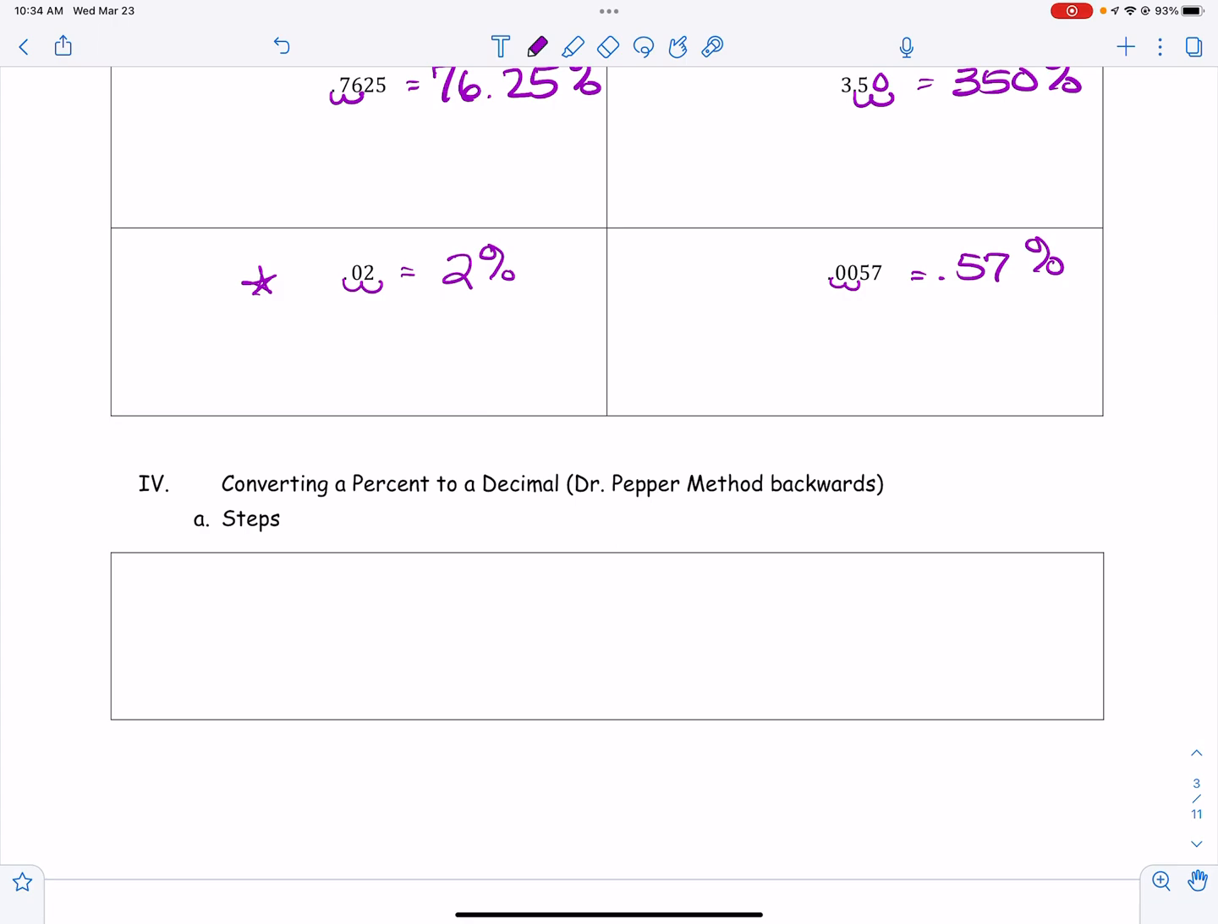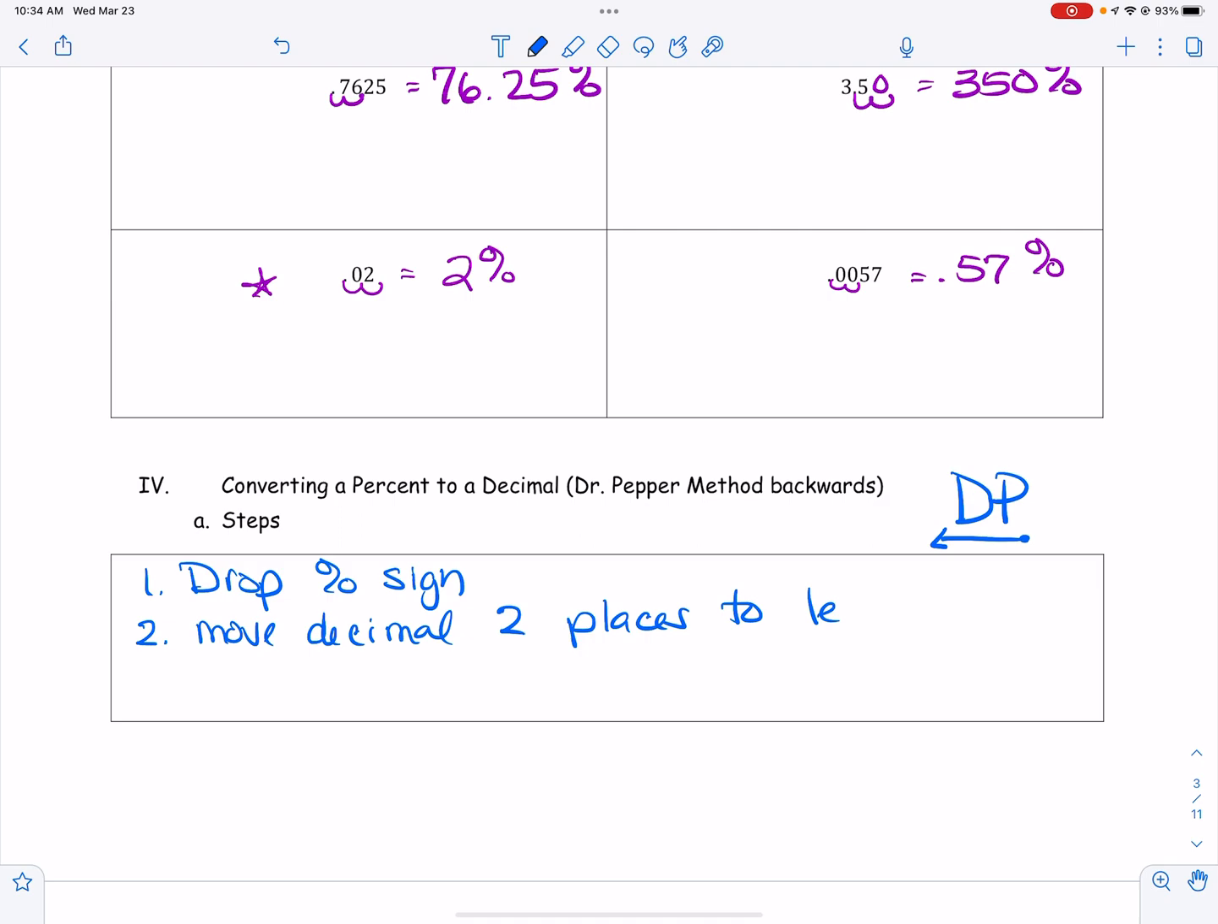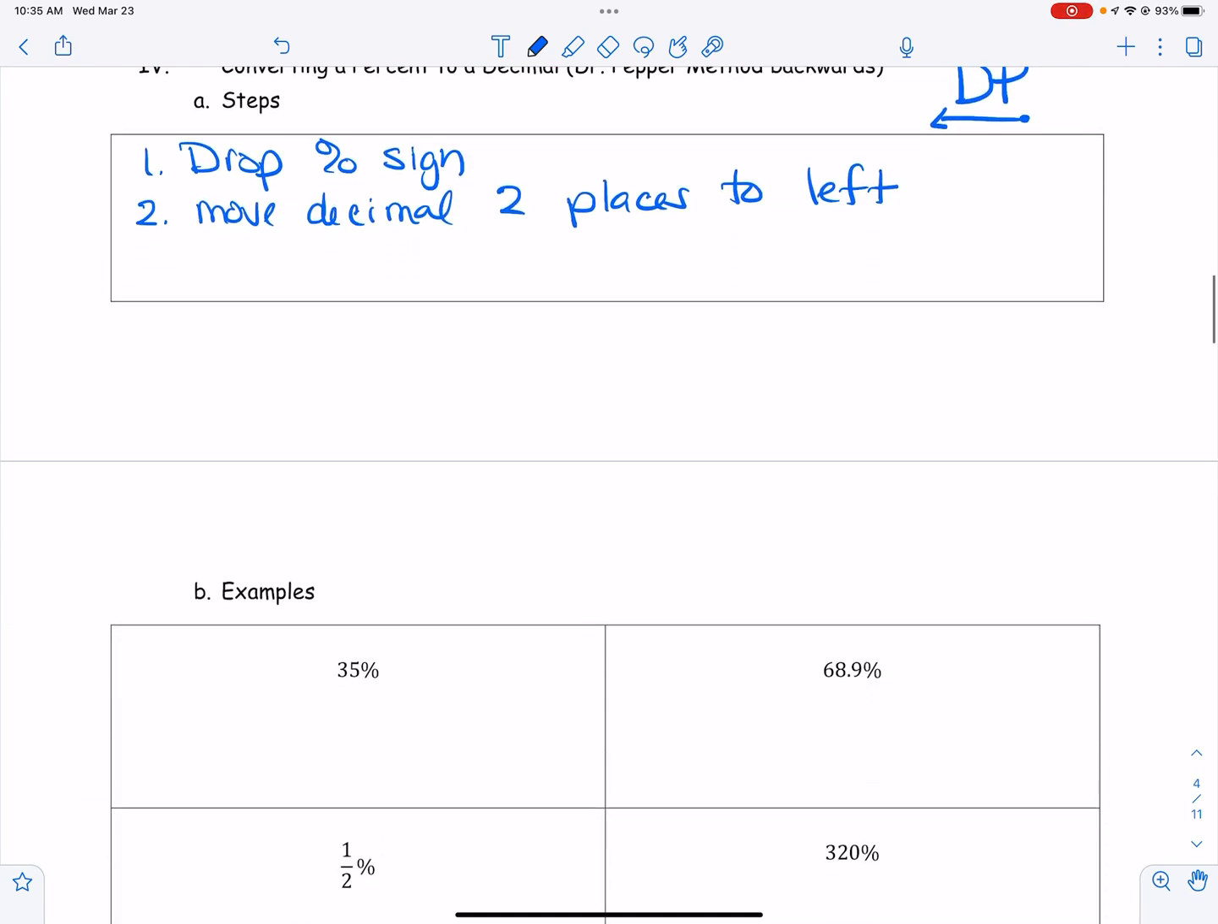So now we're going to go the opposite direction. We're going to convert a percent to a decimal. So again, if I think of the Dr. Pepper method, I am now going from this direction to there. So first step is we're going to drop the percent sign. And then we're going to move the decimal 2 places to the left, okay? Adding zeros where necessary.